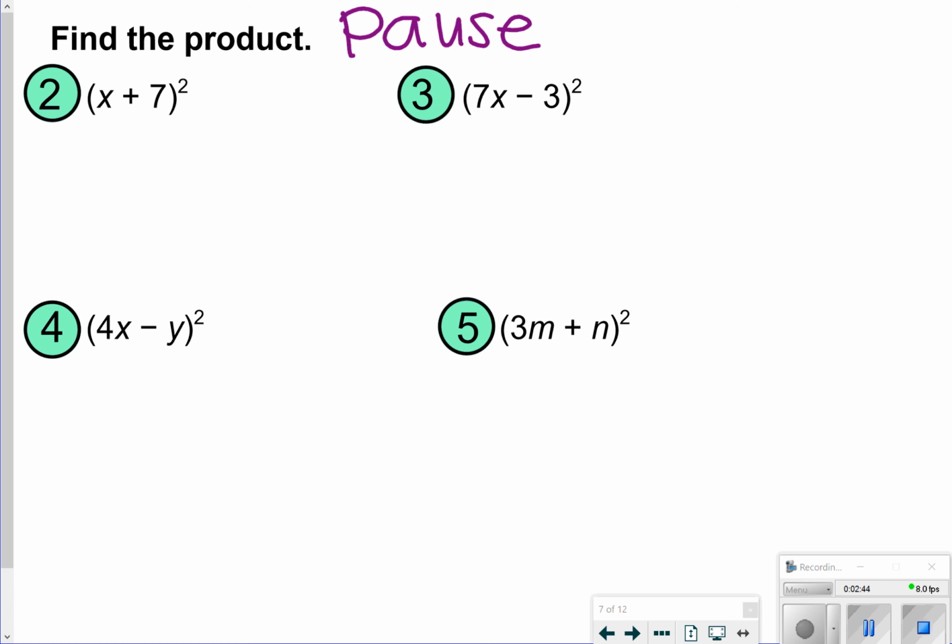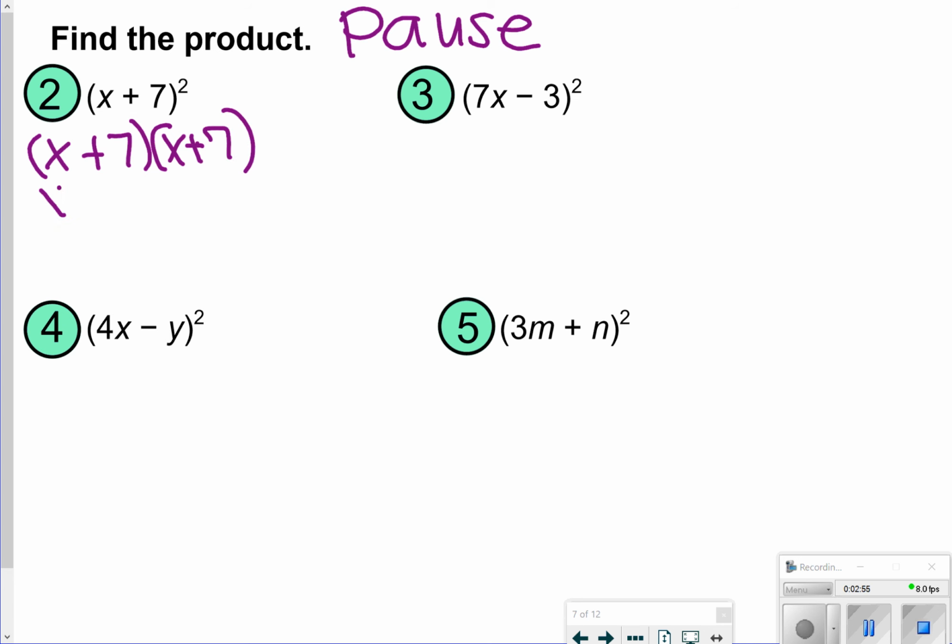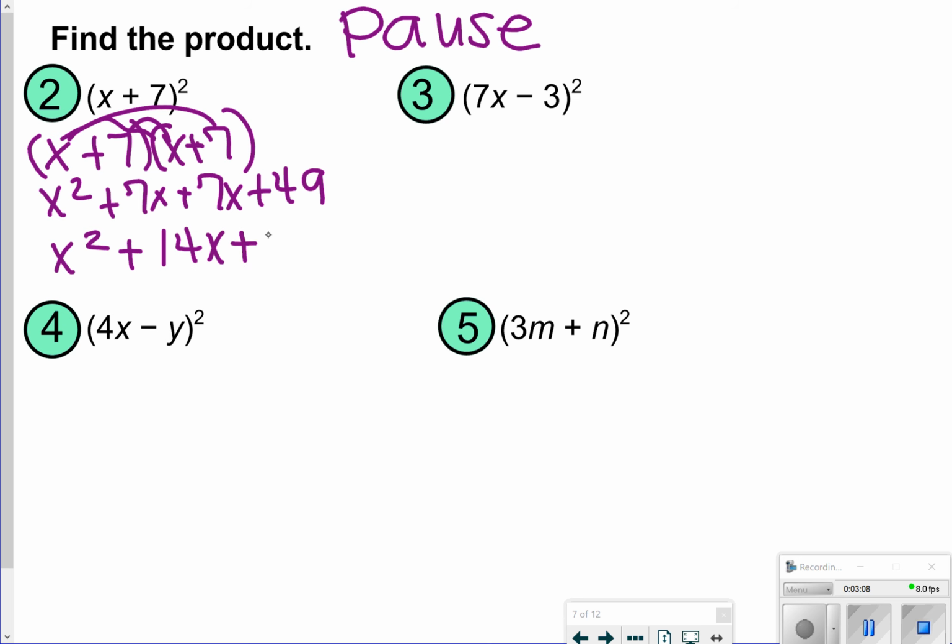All right, so number 2, we have x plus 7 squared. So that means we have x squared plus 7x plus 7x plus 49. So that means we'll have x squared plus 14x plus 49 for number 2.